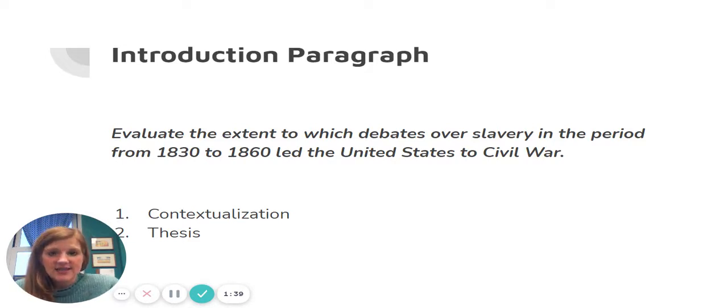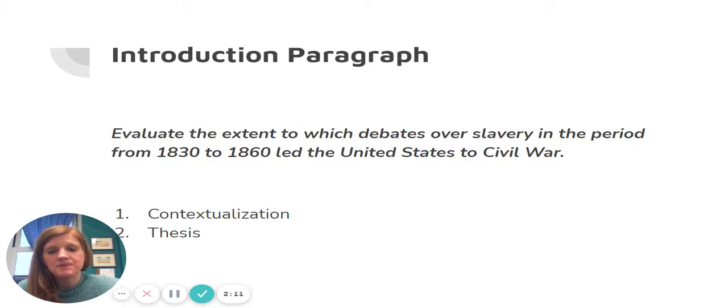In order to get a contextualization point, you have to fully develop the context of the question. What is going on prior to 1830 that led up to these debates over slavery? Okay, so in this particular instance, you might talk about the debates over slavery that existed prior to 1830, right? The constitutional compromises like the Three-Fifths Compromise, you might talk about the Missouri Compromise, any of those things, right? But the important part about contextualization is making sure that it's well developed.